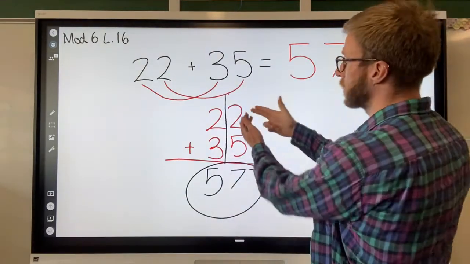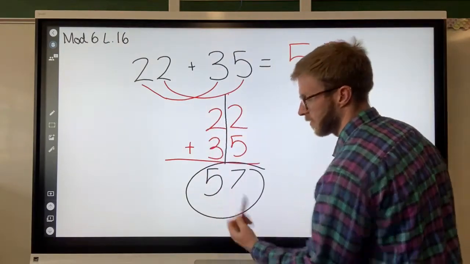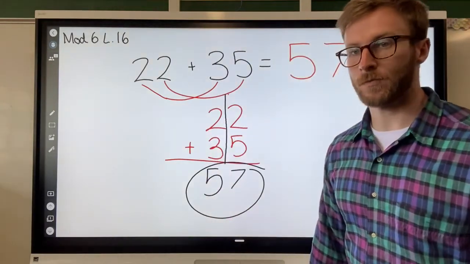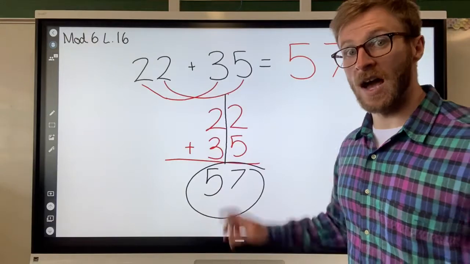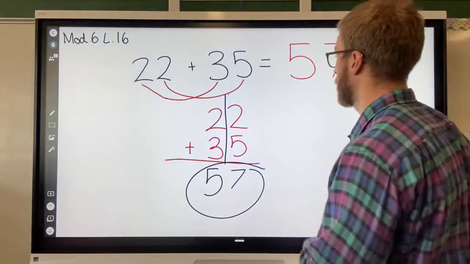I added the ones places up right in a row. And then I added the tens places up right down that row. Okay? I really like this method. It saves a lot of time from drawing pictures. Well, let's try it again.